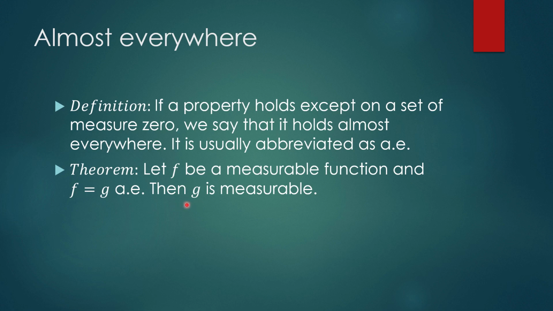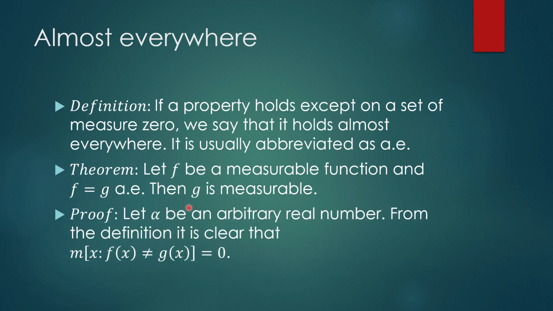Now we are going to prove this one. This is one of the fundamental theorems in measure theory. Using this one we are going to prove many results, so let us try to understand it. For that, let alpha be an arbitrary real number. From the definition it is clear that the measure of the set of x such that f(x) is not equal to g(x) is equal to 0, because the collection of points where f is not equal to g should have measure 0.